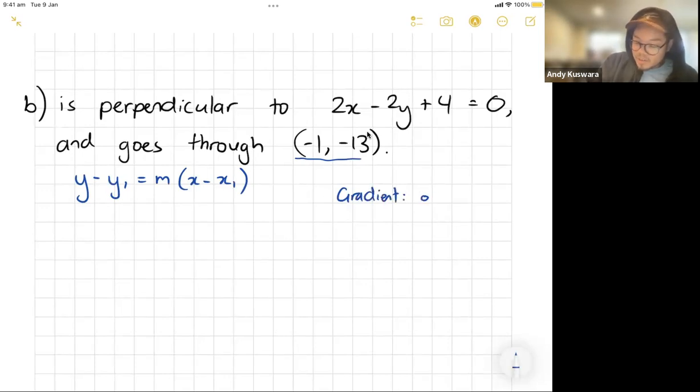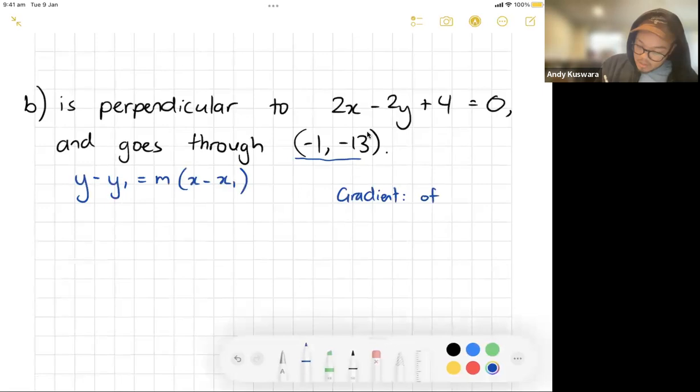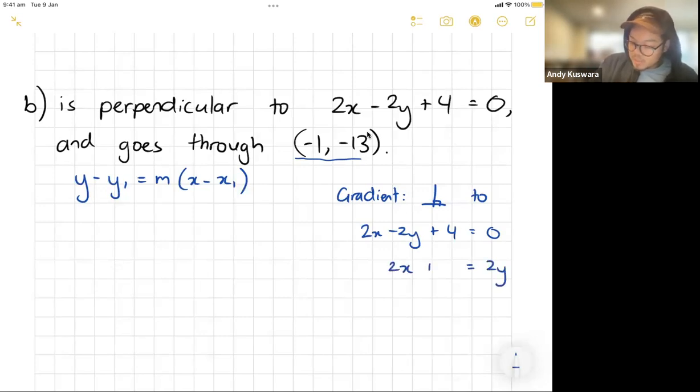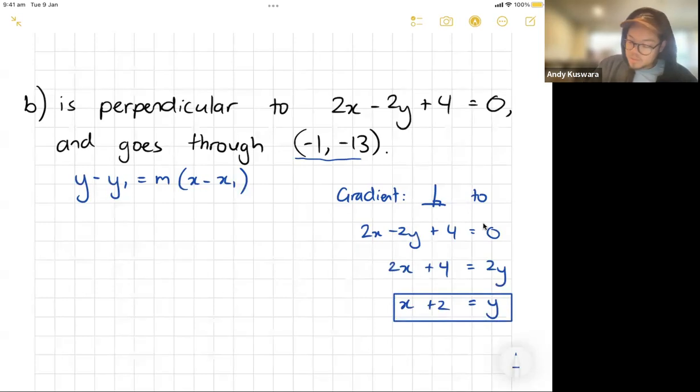And I need to find the gradient of the line perpendicular to 2x minus 2y plus 4 equals 0. That little symbol means perpendicular. So I need to find the gradient first, which means I'm going to rearrange to put it into gradient intercept form. So if you can see here, I've just pushed the 2y to the other side, and then I'm going to divide all the way through by 2. So this just becomes y equals x plus 2, or let's write it this way.